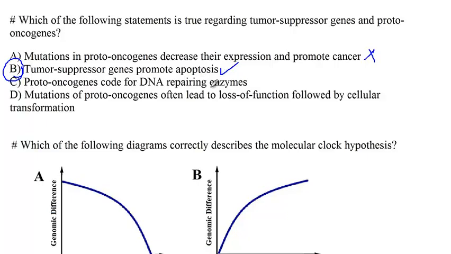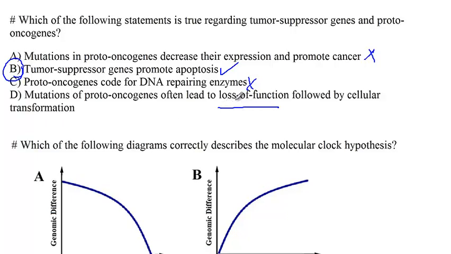Proto-oncogenes code for DNA repairing enzymes, and that is the definition of tumor suppressor genes. Proto-oncogenes express the growth factors. And then finally, mutations of proto-oncogenes often lead to the loss of function followed by a cellular transformation.